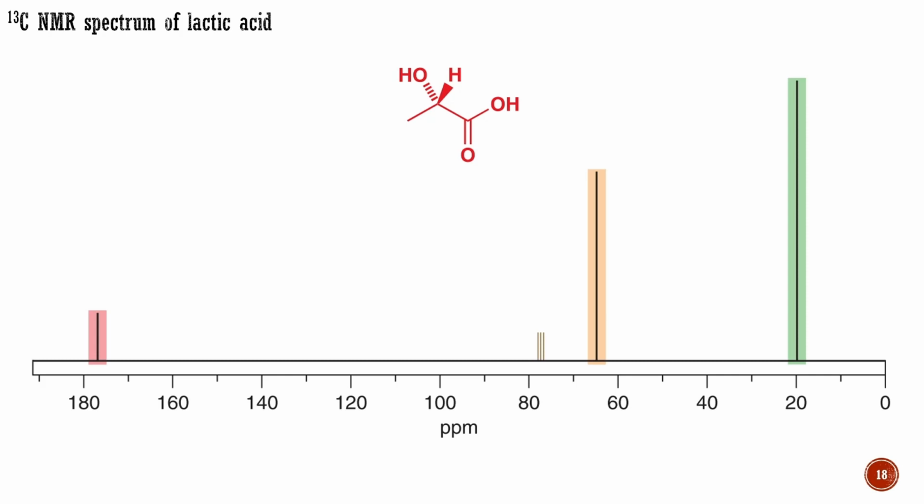You also need not worry about the fact that the signals have different intensities. This is a consequence of the way the spectrum was recorded, and in carbon NMR spectra signal intensity is usually of no consequence.